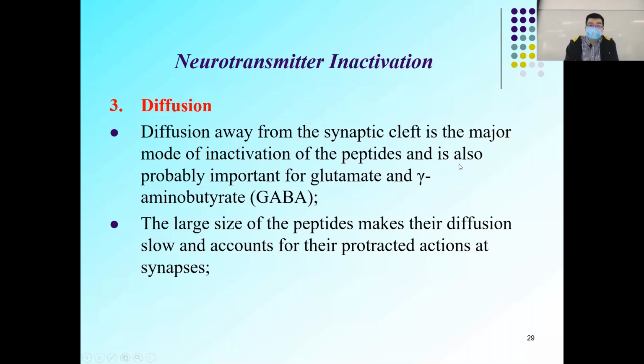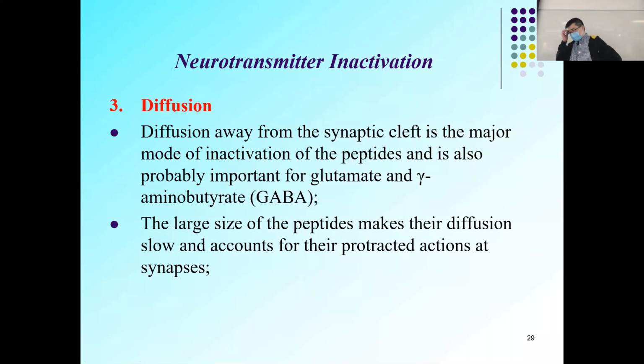The other inactivation mechanism is, for example, diffusion. It diffuses away from the synaptic cleft. That's also another major mode of inactivation, for example, for peptides, which might be neuropeptides. Now, you may ask, why do they diffuse away? Because they are attached to the receptors.